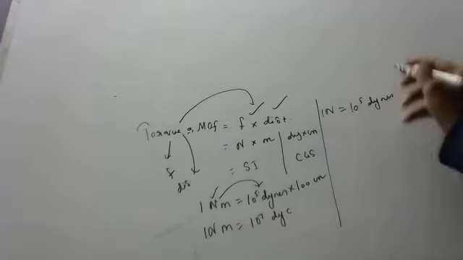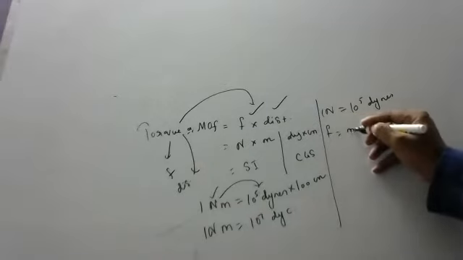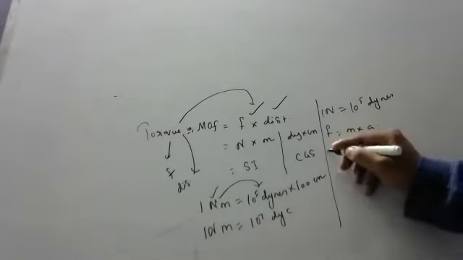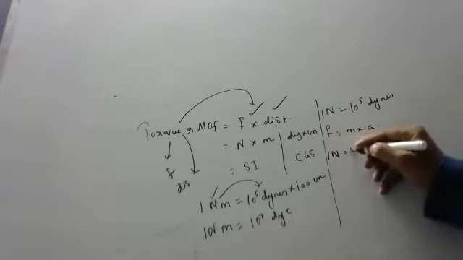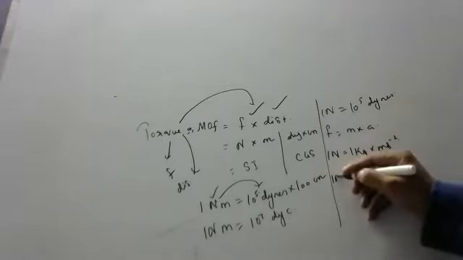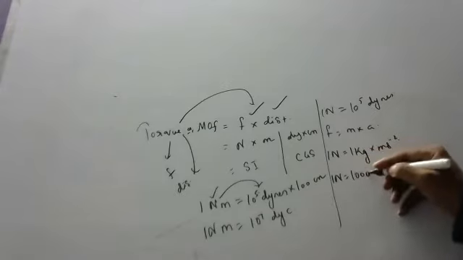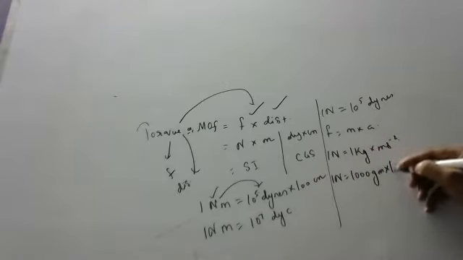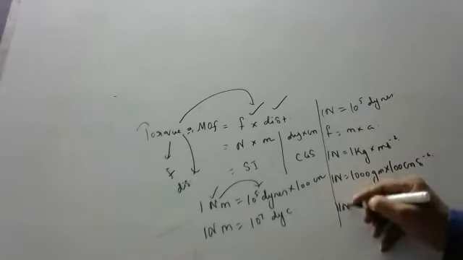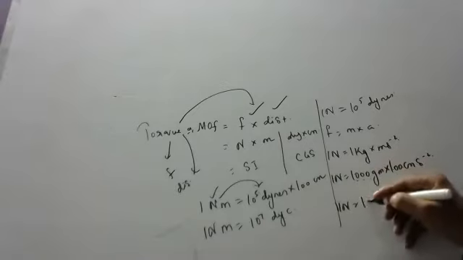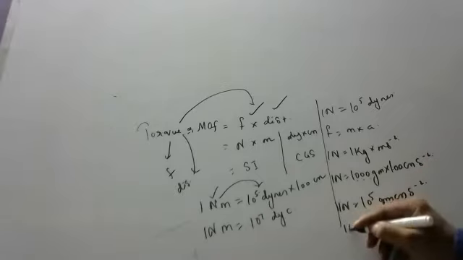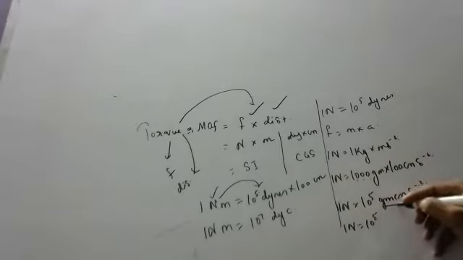Once see here. Normally, force is equal to mass into acceleration. In ninth class we studied Newton's second law. So 1 Newton can be defined as 1 kg mass with acceleration of 1 meter per second square. 1 kg means 1000 grams. 1 meter means 100 centimeters per second square. So 1 Newton is equal to 10 to the power of 5 grams centimeter per second square.